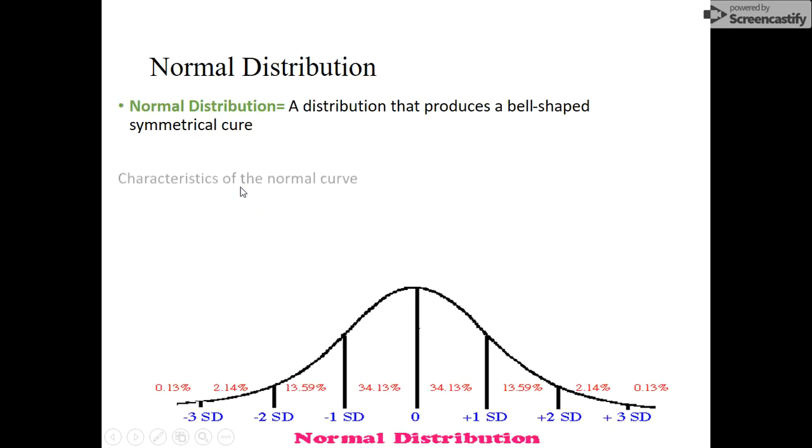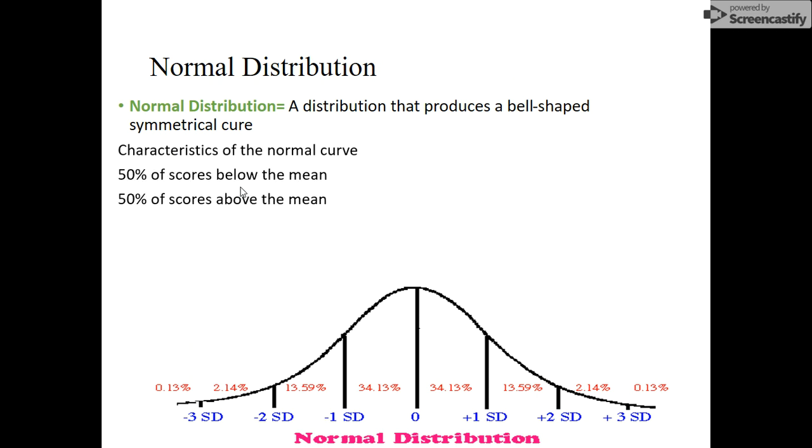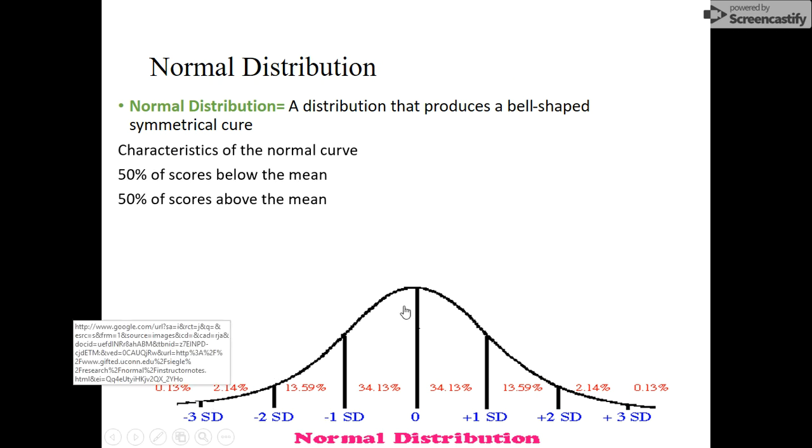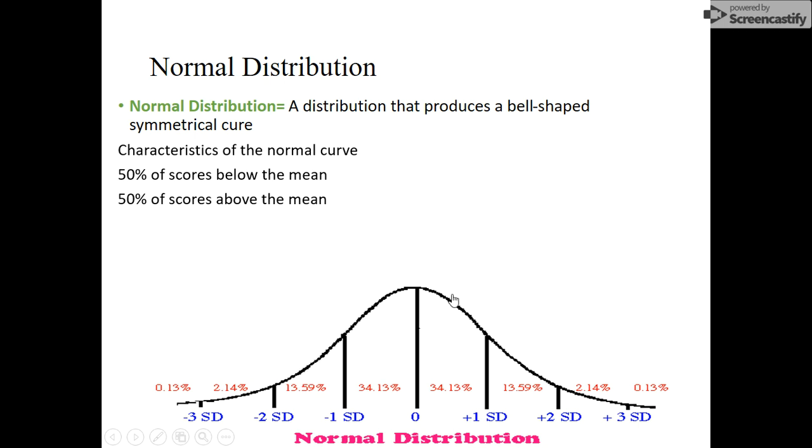You should also understand the characteristics of a normal curve. When giving a test, most teachers want to find the scores within a bell-shaped curve. A normal distribution is a distribution that produces a bell-shaped curve. The characteristics are 50% of the scores are above the mean and 50% are below the mean. 68% of the scores are within 1 standard deviation of the mean.